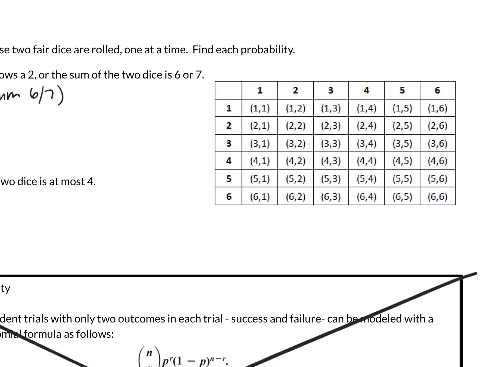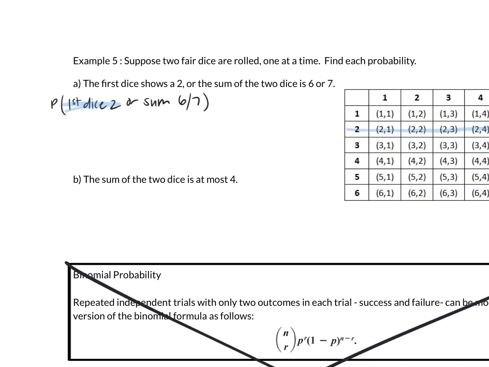That means my first number in this table would have a 2, so that's the entire second row here, right? So that's a total of how many events? 6. It could happen 6 times out of a total. How many total boxes are there? 36 options, right? So my probability of the first dice being thrown as a 2 is 6 out of 36.